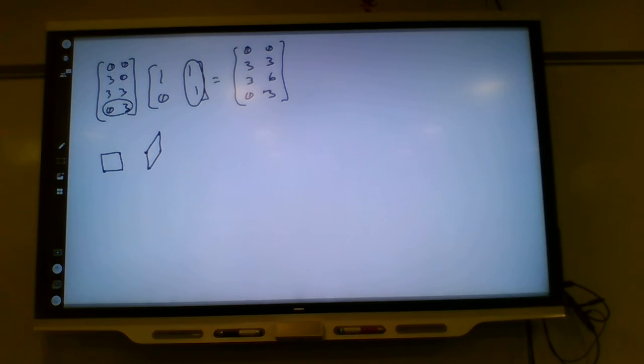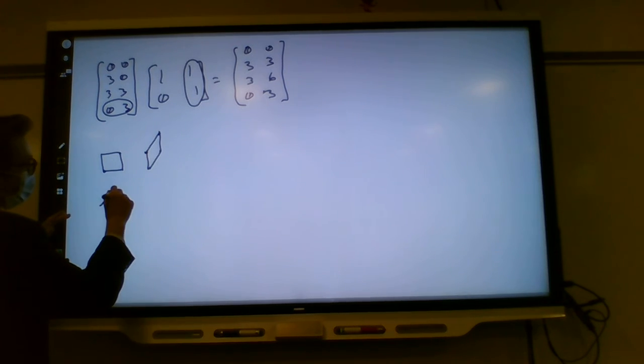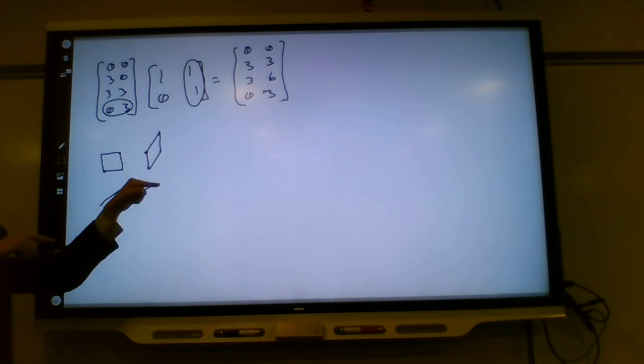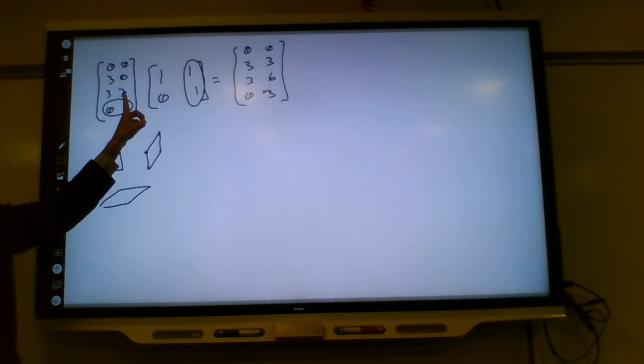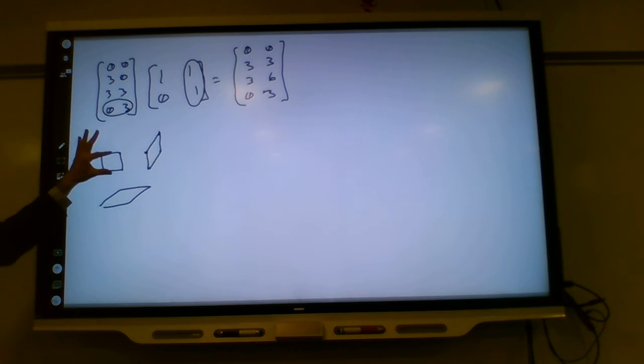So what happened to it? That looks like a part of the cube. That sheared instead of shearing that way, it sheared that way. Right? Took that shape and pushed it up there. Does it make sense?